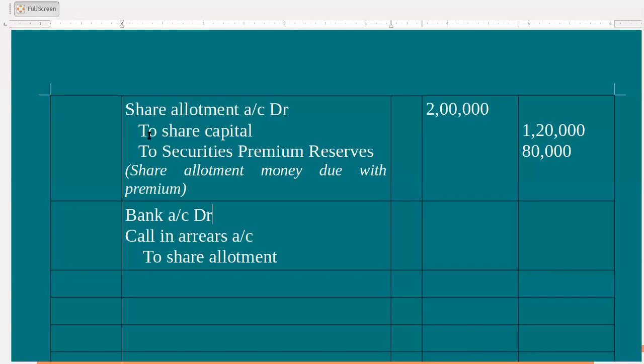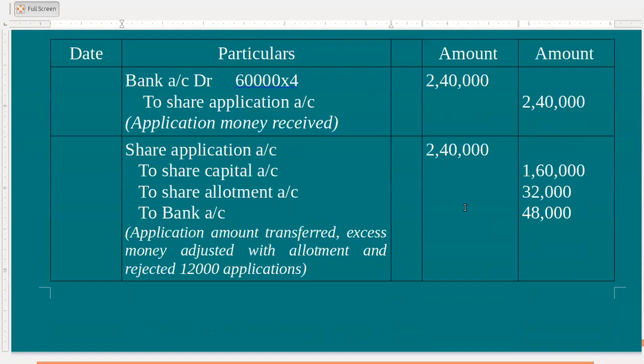Share application account debtor to share capital, to share allotment, to bank. So there is a to share allotment, right? 32,000. Okay, so the excess application money in the second journal entry, we already transferred to share allotment. So there is 32,000 in share allotment account.